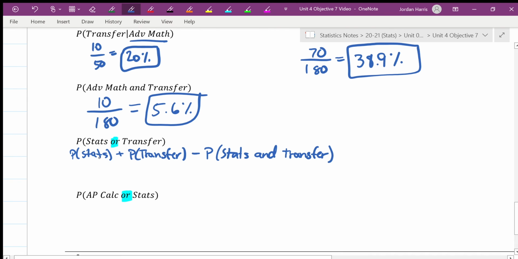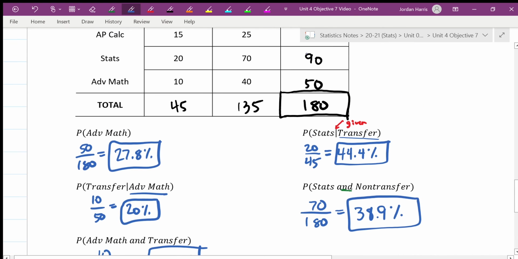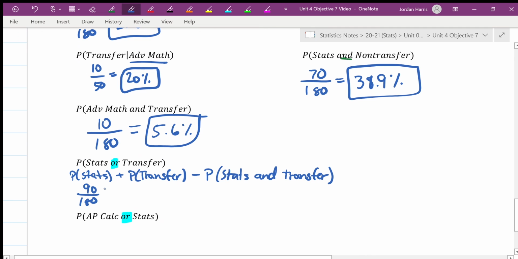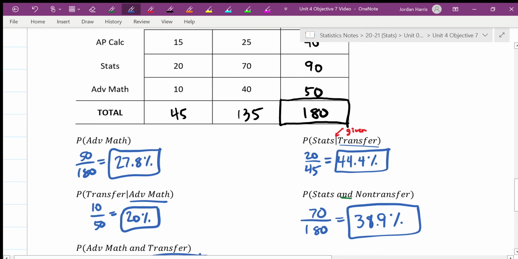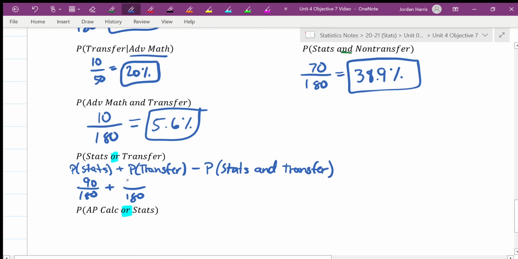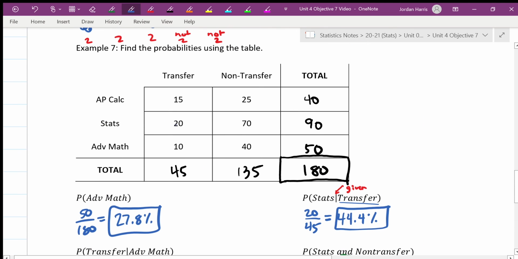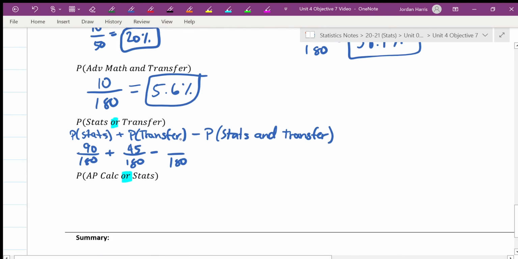So first, probability of stats. So out of the 180 students, how many of them are in stats? 90. Plus probability of transfer. So out of the 180, how many of them are a transfer student? 45. Minus the probability of stats and transfer. So it's still out of the total, 180. But how many students are both stats and transfer? Stats and transfer, I have 20. That's where they meet up. So 20 students are both.